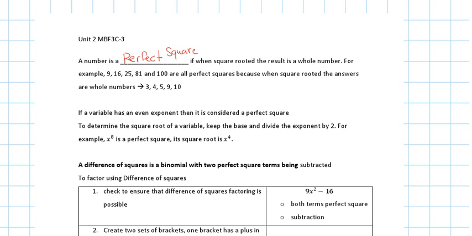So on your calculator, what I want you to do is take your calculator out and square root 49. When you square root 49, what are you going to get? 7. How about when you square root 81? 9. How about when you square root 50?